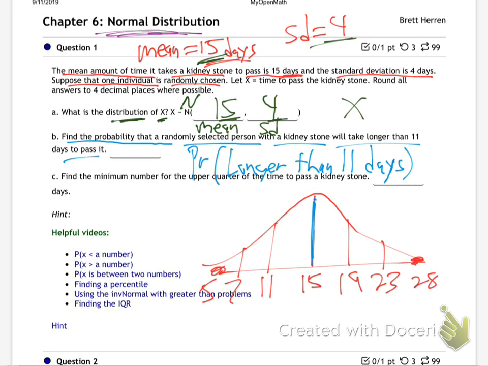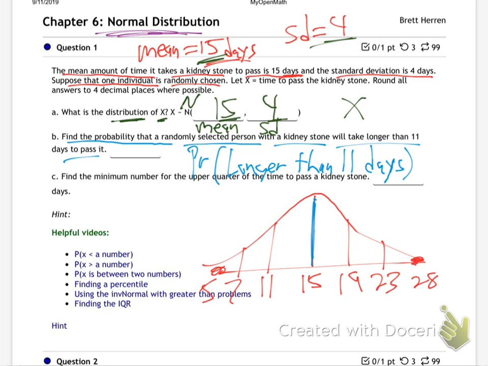Think about it for a second. If the average person takes 15 days, then that means half the people take 15 or longer, half the people pass their kidney stone in 15 or less, right? That's the middle, that's the average. So how many people, for example, take 19 or longer? I don't know, some percentage below 50. Less than half the people, whatever.